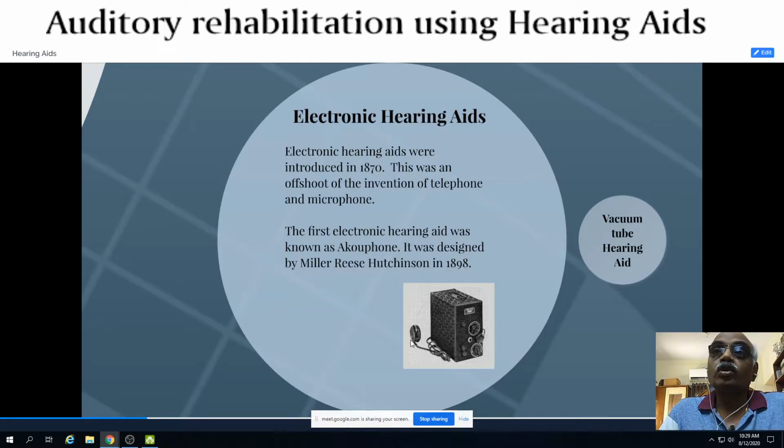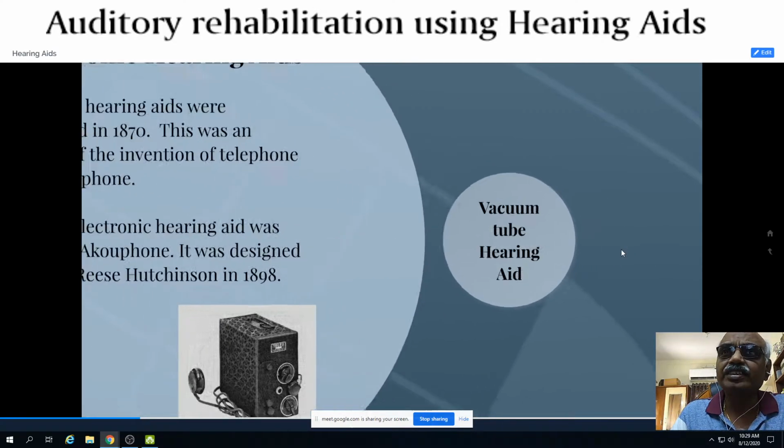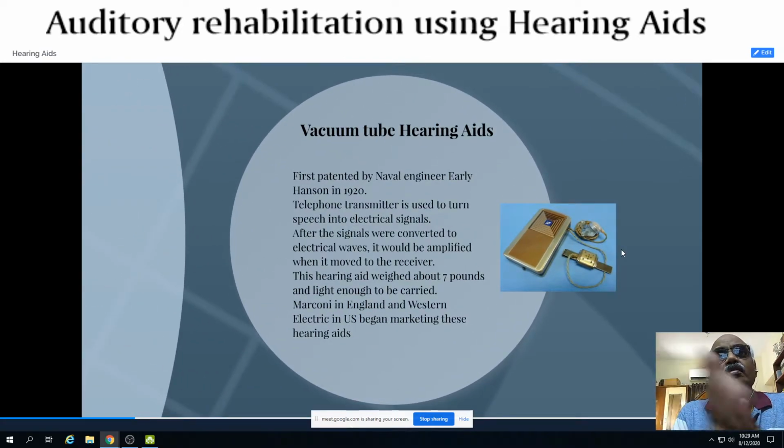And as I've been telling you about the vacuum tube hearing aid, this is actually a relic wherein vacuum tubes which were used in radios were used inside the hearing aid by naval engineer Hansen in 1920. The telephone transmitter turned the speech into an electrical signal. Then later these signals were converted to electrical waves which were amplified and then converted back to acoustic waves by the receiver. And mind you, the weight of these initial hearing aids was roughly around 7 pounds. Of course it was light enough to be carried, but still considered to be bulky.